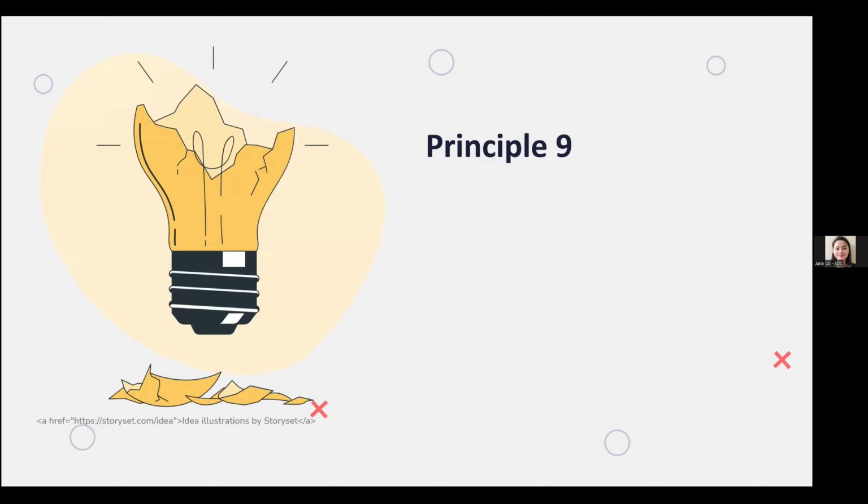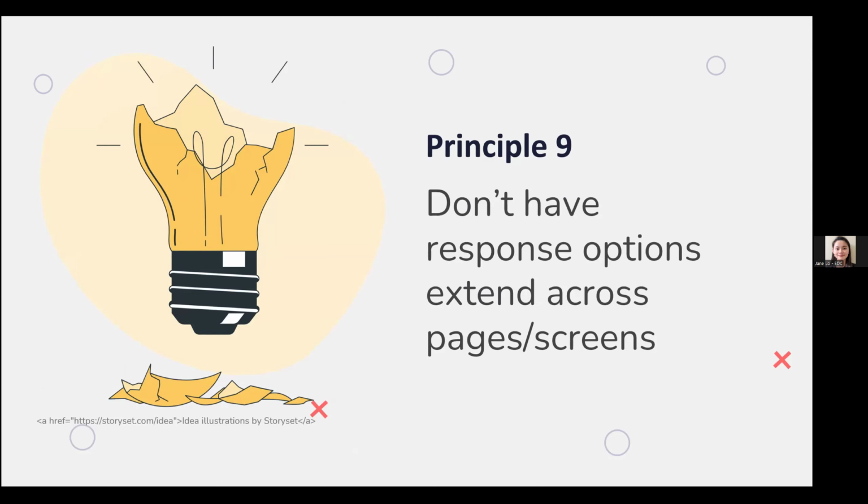Principle 9 is to keep all the response options on one screen. Essentially, don't have response options extend across pages or screens because it could be confusing.